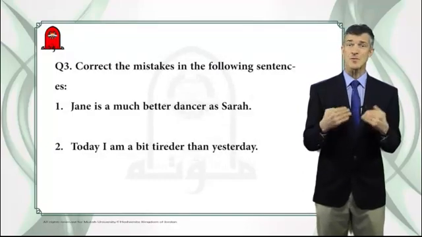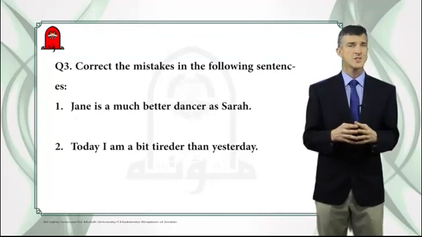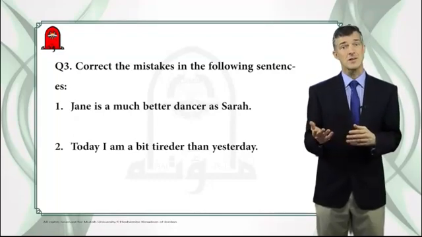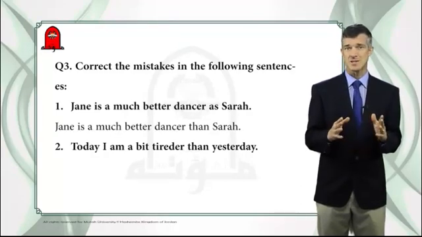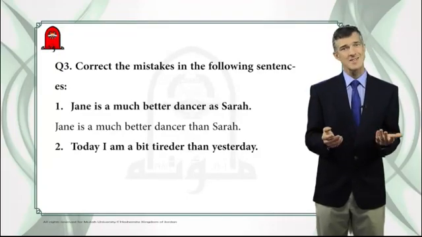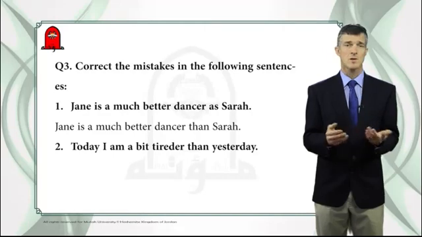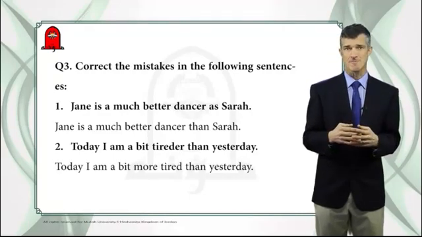Correct the mistakes in the following sentences. Number 1. Jane is a much better dancer as Sarah. The correct version is, Jane is a much better dancer than Sarah. 2. Today I'm a bit tireder than yesterday. The correct version is, today I'm a bit more tired than yesterday.